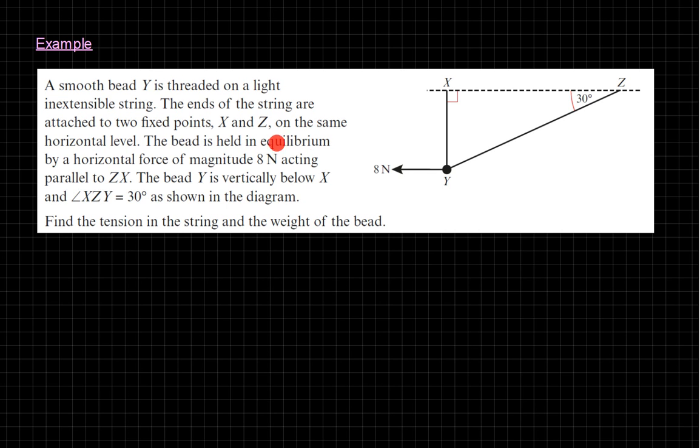But the bead is in equilibrium, right? It's not actually moving. And then we're also told that this angle here that the string makes with the horizontal is 30 degrees. Okay. And it's going to ask us to find the tension in the string and the weight of the bead. Right. So first off, let's just consider for a moment this diagram and make sure it in some way kind of makes sense, right?